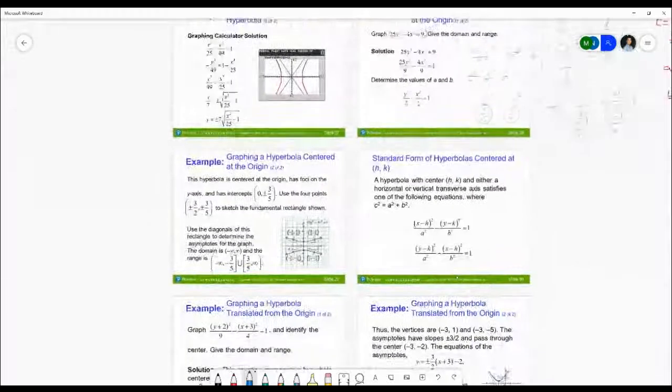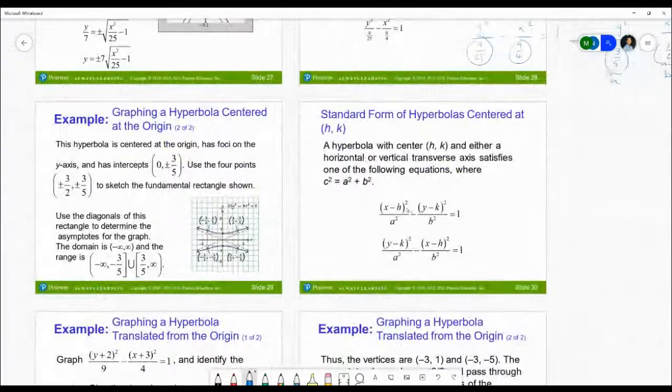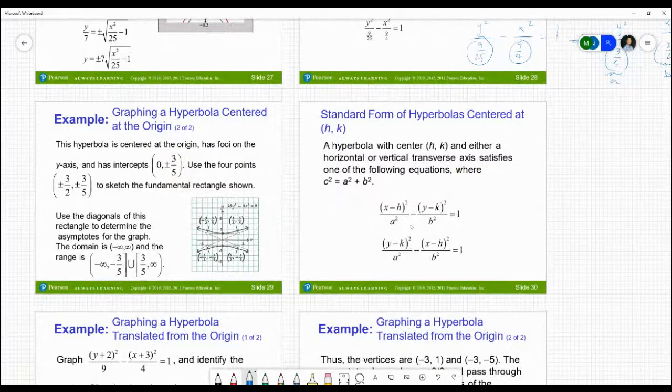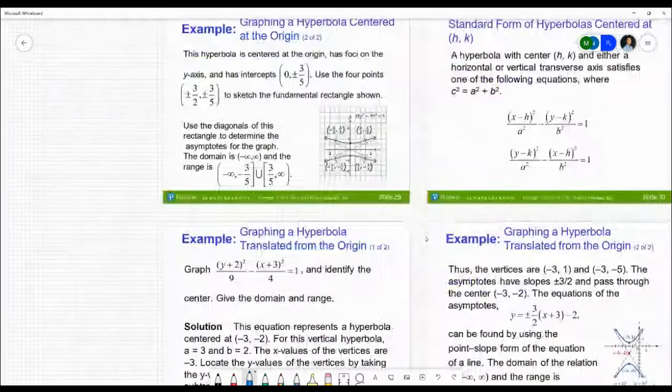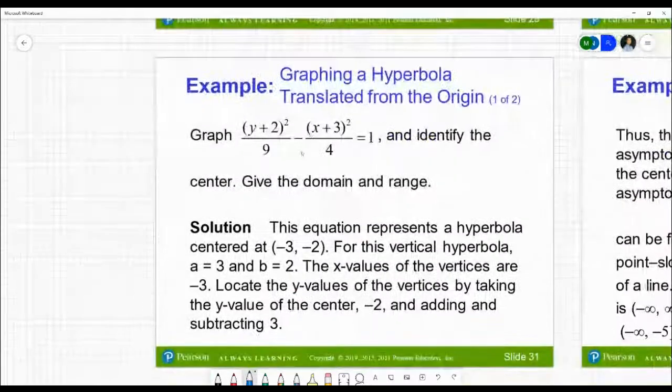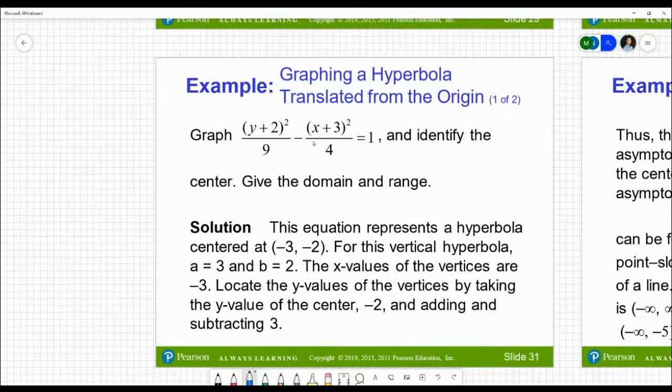All right, so now we're going to deal with the center being something other than 0, 0. So here we just have to take into consideration what our h and k are. Now remember that h always goes with x and k always goes with y. So here we have this equation. We know that h goes with x, so h here is -3, and k is -2. So our center is at -3, -2.